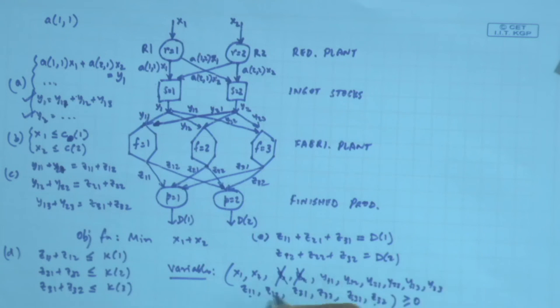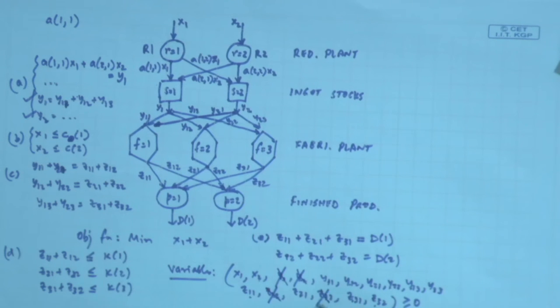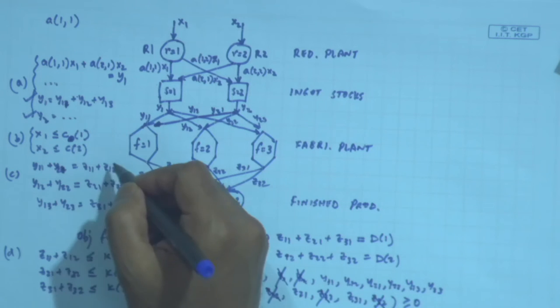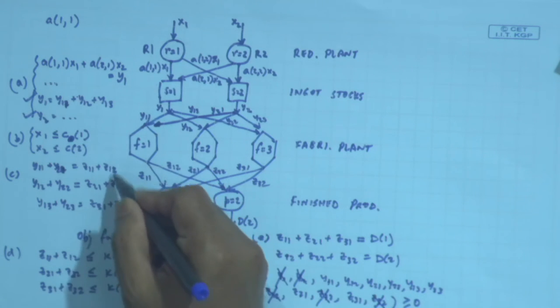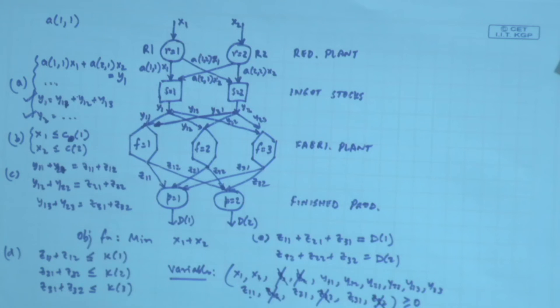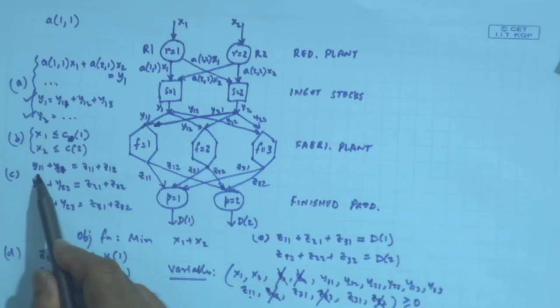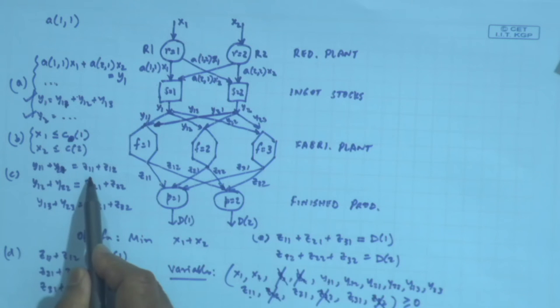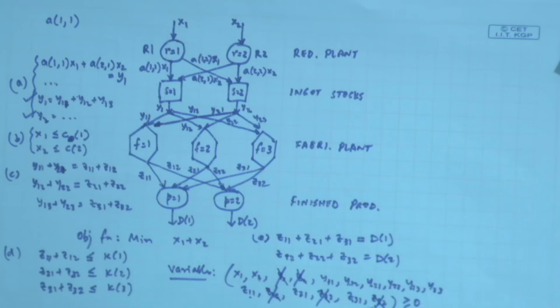z12 I can cut. z22 I can take out. z32 I can take out. So I've taken three more out using these three equations here, the C equations, okay? So everywhere I have Z12, I can write Y11 plus Y21 minus Z11, right? So I have reduced from 16 now to how much? 11, right? 5 are reduced from 16, so I have 11 left.